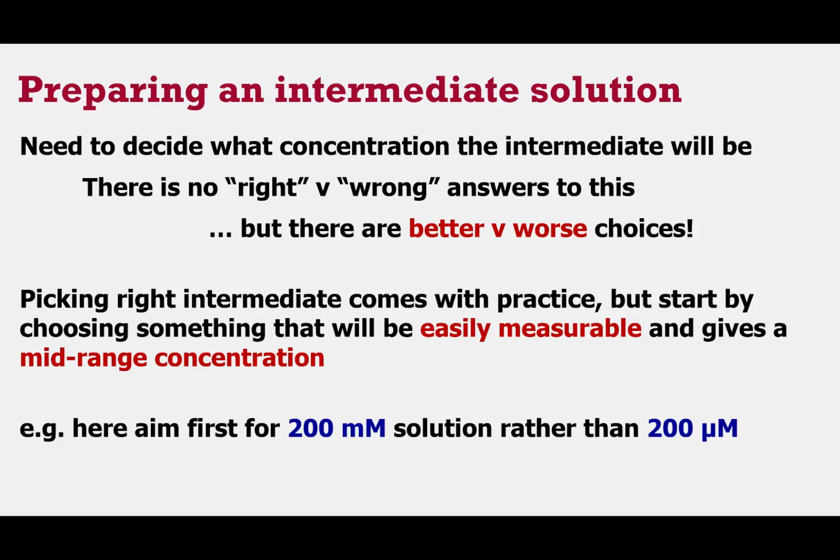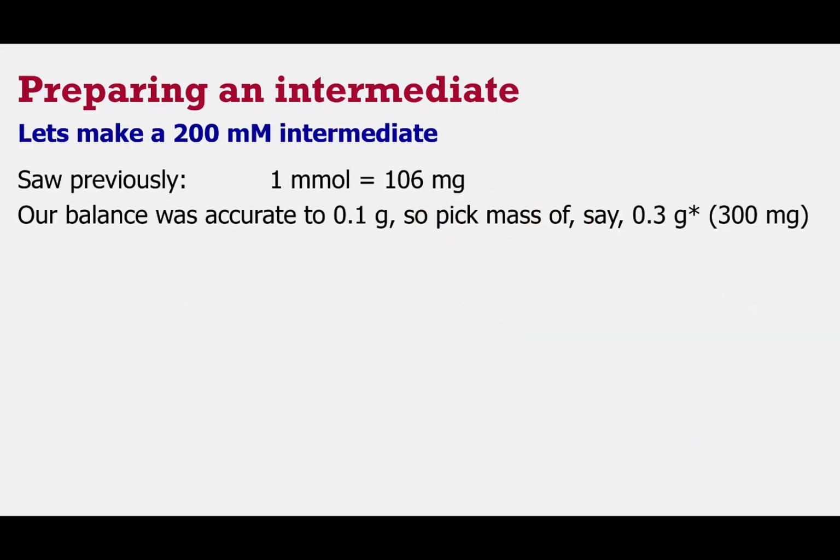So here we're going to aim in the first instance to make something that's a 200 millimolar solution rather than 200 micromolar. So that's 1,000 times more concentrated. So we're going to make a 200 millimolar intermediate, and we saw previously that 1 millimole has a mass of 106 milligrams. And we're told that our balance can only go accurately to 0.1 grams.